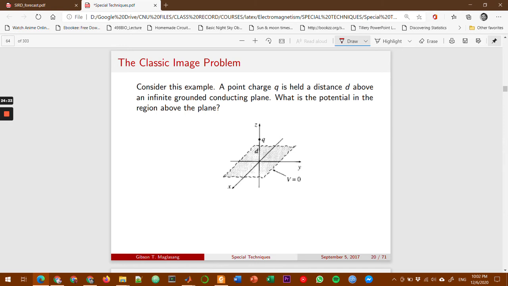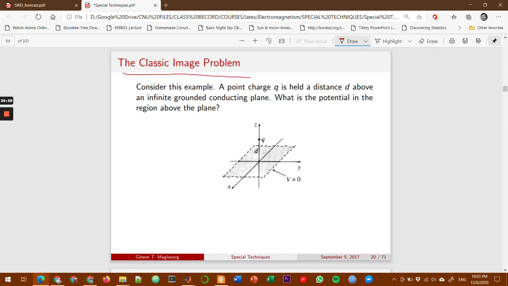So consider this example. Keeping those things in mind, the uniqueness theorem and the properties of the Laplace equation that we discussed today will be useful in the following examples that we will now consider. We'll be talking about the classic image problem.